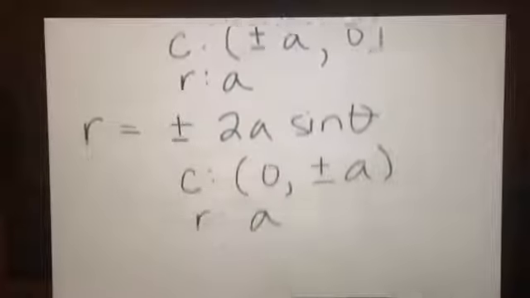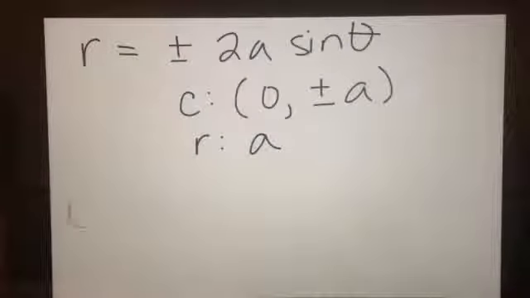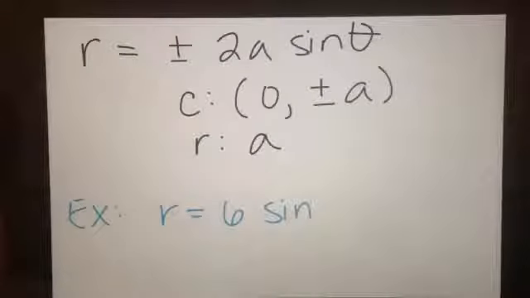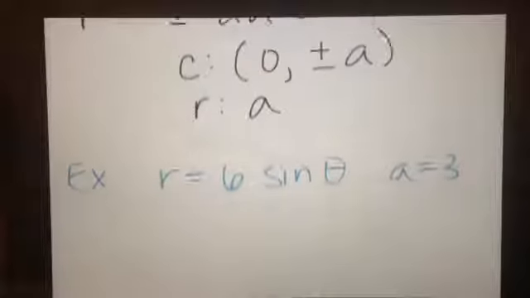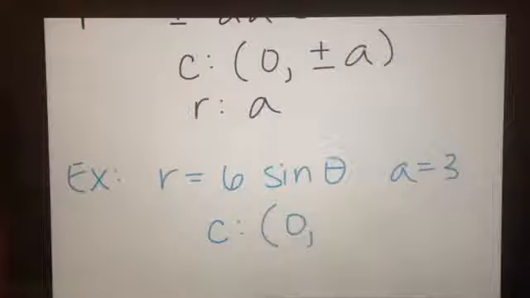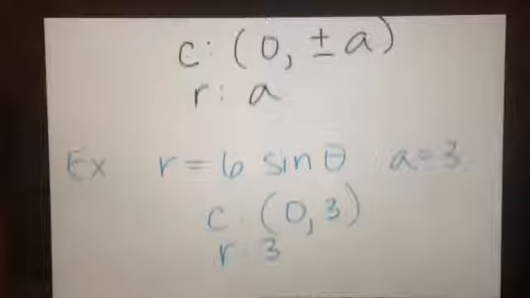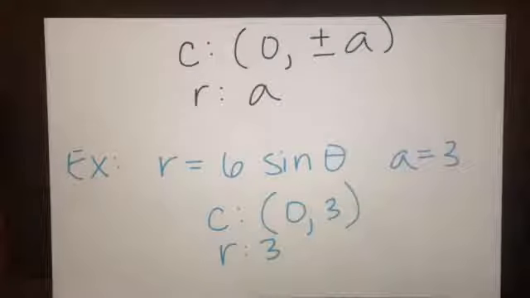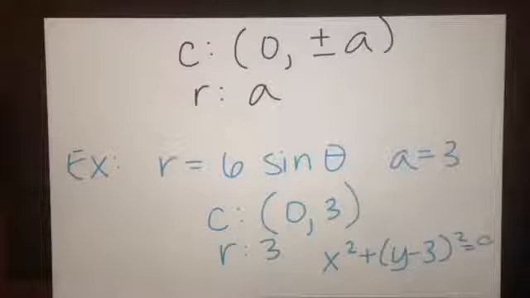For example, let's say we have the equation r equals 6 sine theta. In this case, your a value is going to be a positive 3, and so I would recognize this is going to be a circle. The circle is going to have a center of (0, positive 3), and it's going to have a radius of 3. So now that I've used the shortcut to get that information, I can just write the equation of the circle: x squared plus (y minus 3) squared equals 9. And then I could graph it the same way that I graphed the other one.